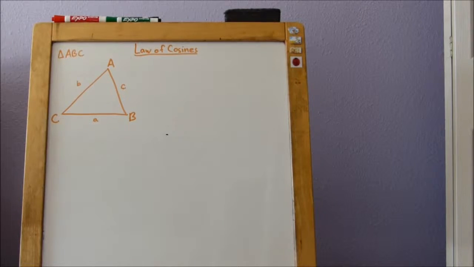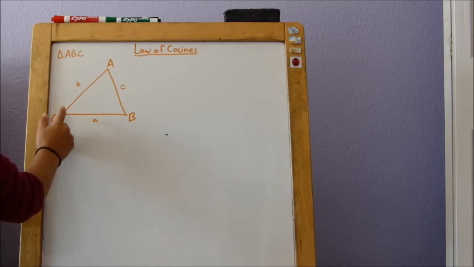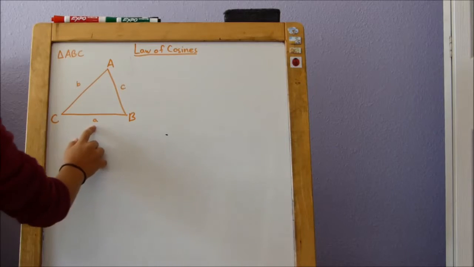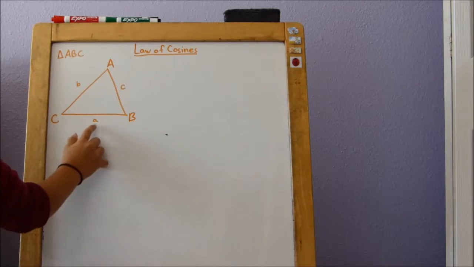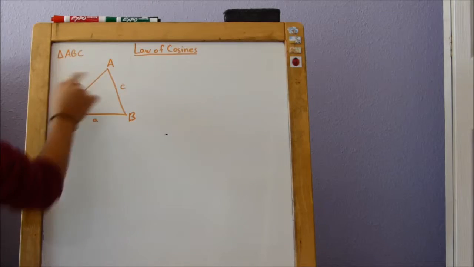We're going to be talking about the law of cosines, which is a nice little law that you can use to figure out unknown angles or unknown side lengths. So here we have triangle ABC, and you can see that the angles are marked with a capital letter, and the side lengths are marked with a lowercase letter, and the side lengths that are marked with the lowercase letter are across from the angles that are marked with a capital letter.